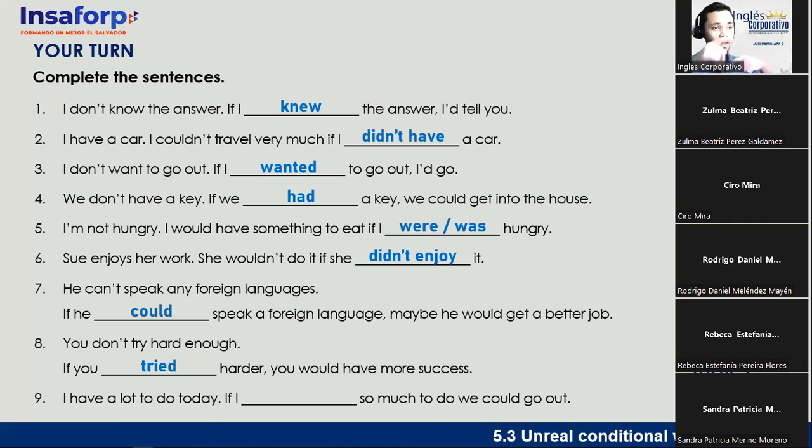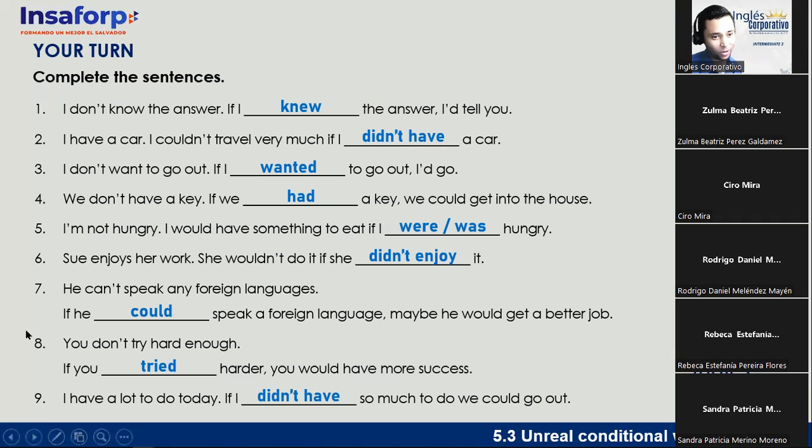So you have to tell me the opposite of that. Normally the opposite would be negative. I haven't. No, past simple. Remember, with past simple, we use this. Didn't have. That's right. I have a lot to do today. If I didn't have so much to do, we could go out. Si no tuviera tanto por hacer, podría salir.